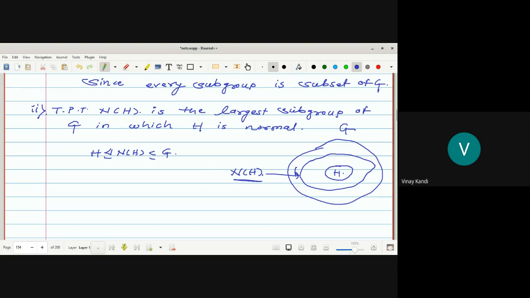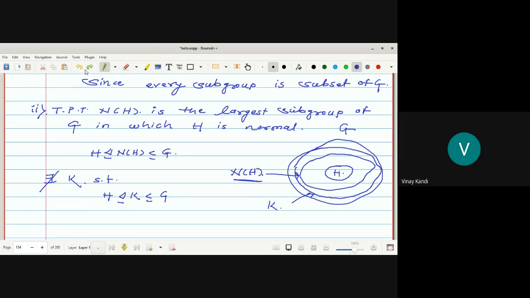Suppose this one is again one subgroup. Suppose this one is K. So there does not exist K such that this H is normal in K, which is a subgroup of G. त्याचा अर्थ काय, म्हणजे या N of H पेक्षा मोठा कोणताही K एक्झिस्ट होत नाही, such that H is normal in K, is the subgroup in G. म्हणजे काय, हा N of H सगळ्यात मोठा आहे तुमचा. Okay.